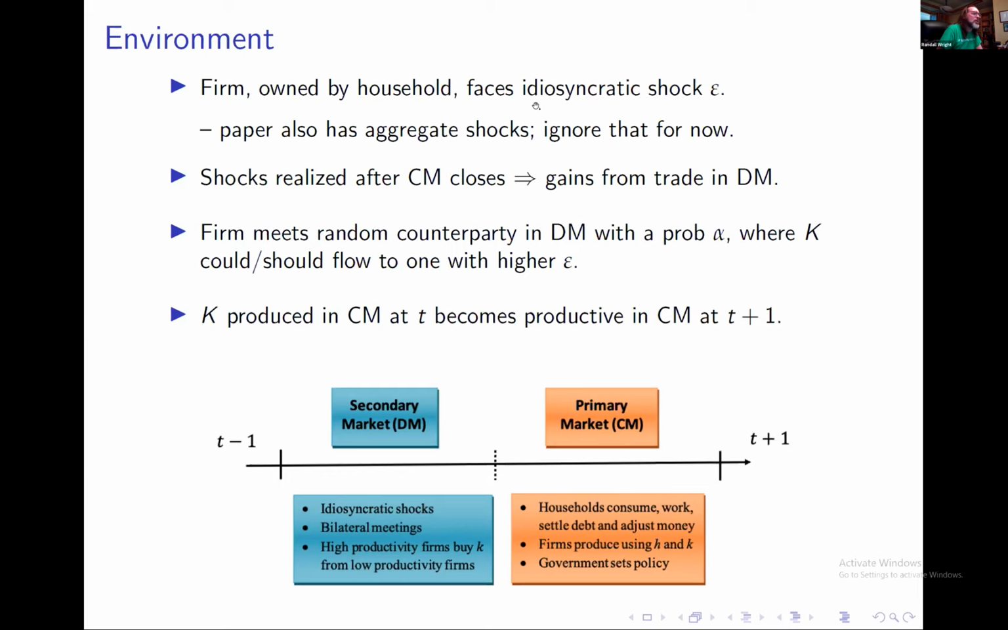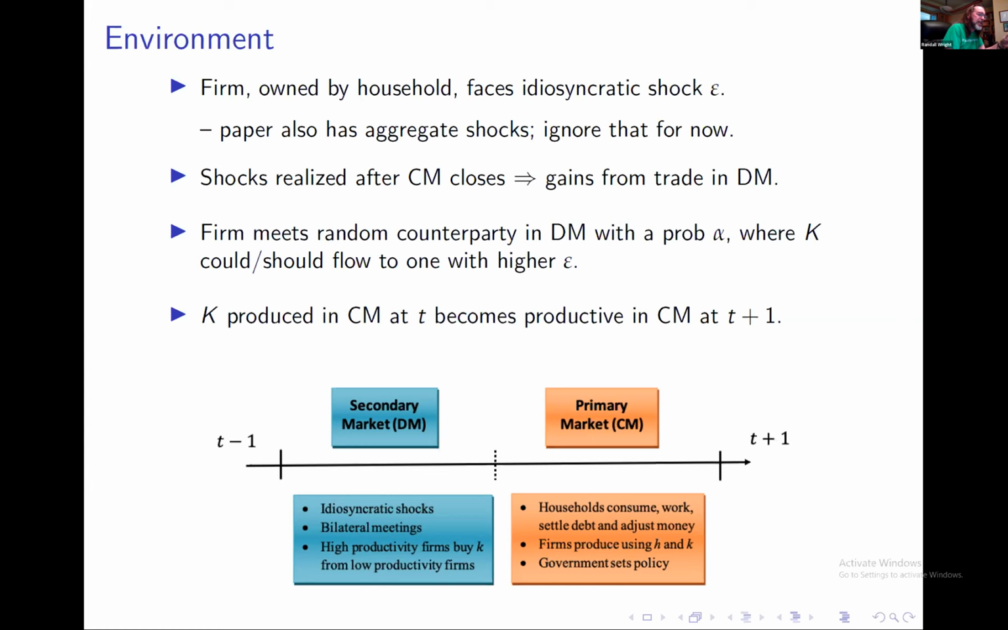Think of firms as owned by households. They have idiosyncratic shocks. That's what's going to motivate reallocation. Of course, the paper also has aggregate shocks, so that we're going through the real business cycle analysis. What happens is firms will buy capital in the centralized market, the primary market, if you will, and then there are going to be some shocks to productivity suggesting gains from reallocating capital across firms. And that's going to happen in the secondary market. There's some arrival rate of trading partners. Like in standard growth theory, capital produced in one period becomes productive next period. It's used in the centralized market to produce output, just like growth theory. So if you shut down the idiosyncratic shocks, it's a standard growth model, like, say, Hansen's 1985 real business cycle paper.